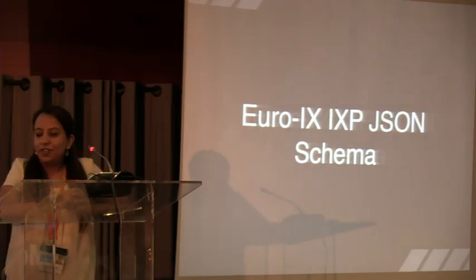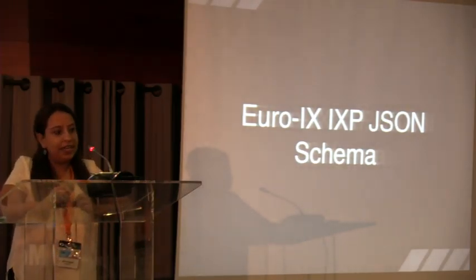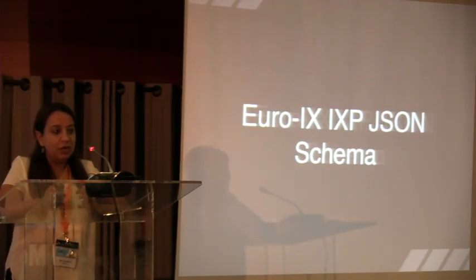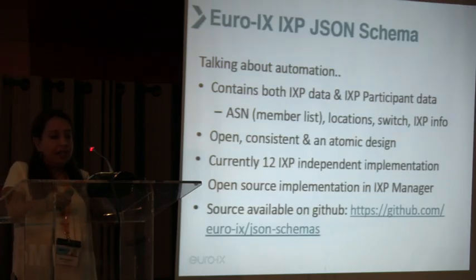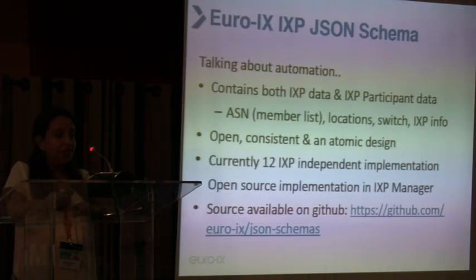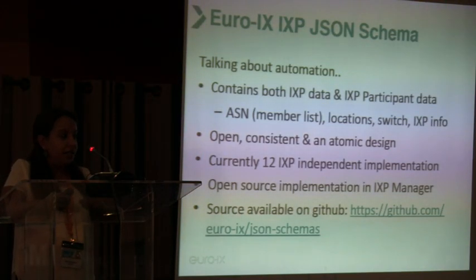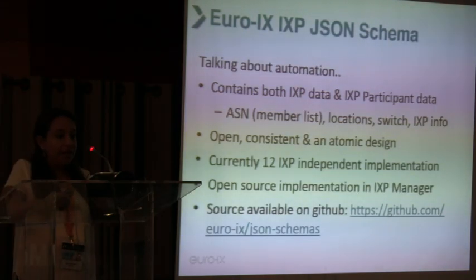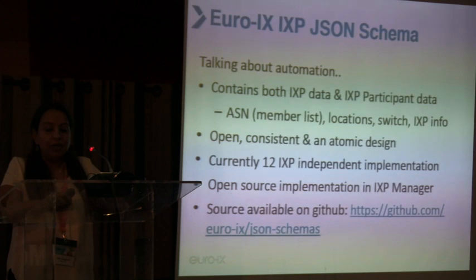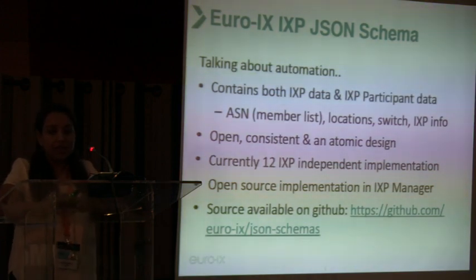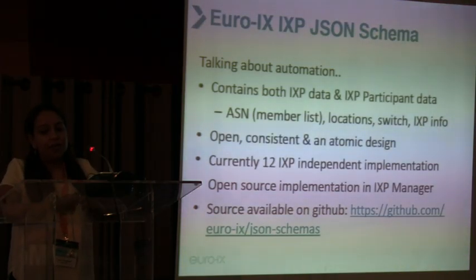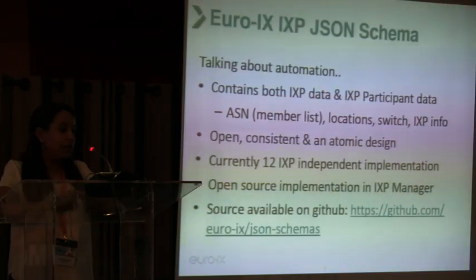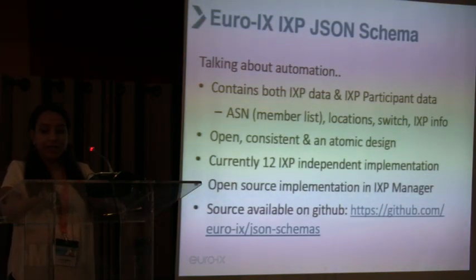So while I'm here, just very quickly, I'm going to sneak in a few slides on the URIX IXP JSON schema. This is another little automation project that we've been working on. This is a JSON schema that contains both IXP data and IXP participant data. So if you're looking for additional ways to automate your peering, you can go to this list on GitHub. There are currently 12 IXPs who have implemented it, and it's a great way to, again, get all your information in one place and have it automated.